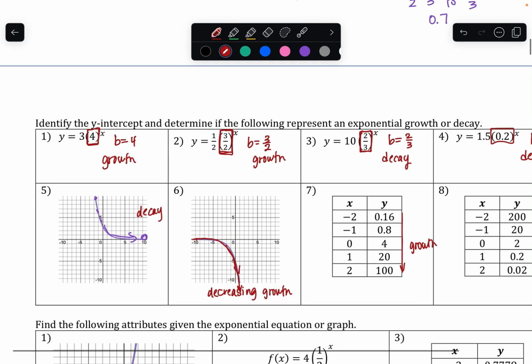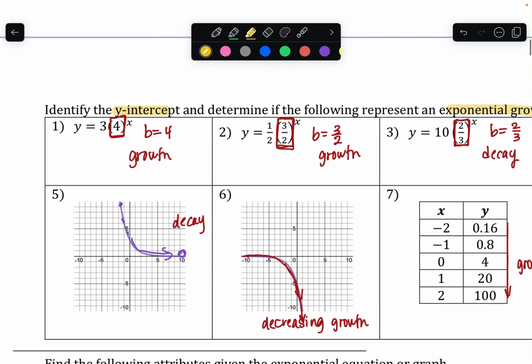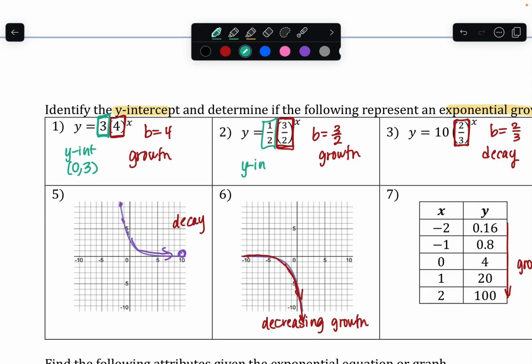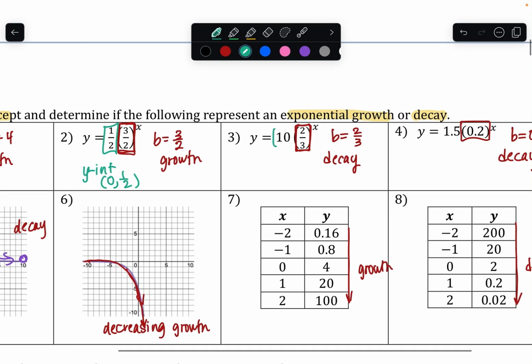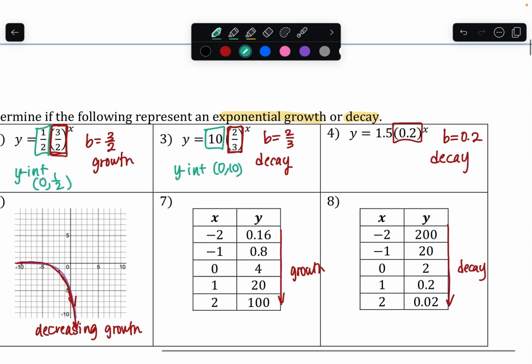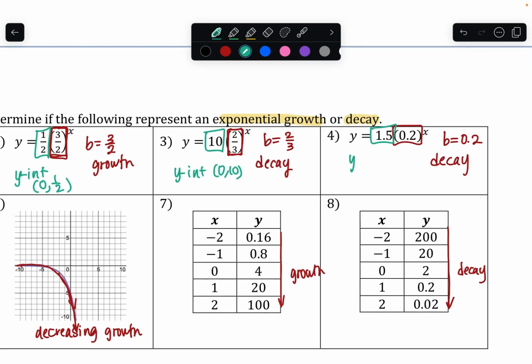Okay, so this says identify the y-intercept and determine if it's exponential growth or decay. So we've done the growth or decay. Now we just need to identify the y-intercept. It's always your a value. When you have a times b to the x, that's your y-intercept. So 0, 3. Here, my y-intercept is 1/2, so 0, 1/2. Here, my y-intercept is 10. In this next example, my y-intercept is 1.5.